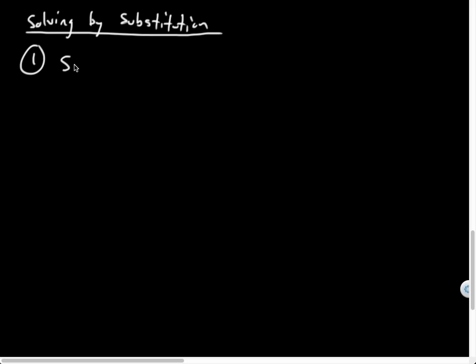So what I'm going to do for us is lay out some steps. Solving by substitution. And here we go. Step 1 is solve. Because in our situation, we've got multiple equations and multiple variables. So step 1 will be solve one of the equations for one of its variables.